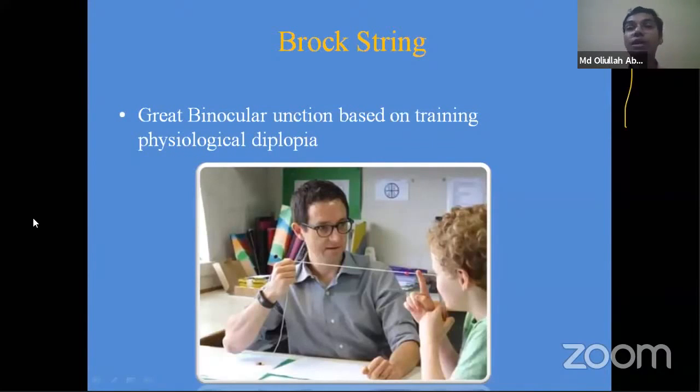So Brock string is one of the great tools for anti-suppression and fusion development. It works on physiological diplopia, so you are training the brain on perceiving the concept of physiological diplopia. It tries to remove the suppression in a strong way and also improves fusion. And you can train divergence for these patients. What are the other methods that are available to improve binocular function in amblyopia? When you are giving app-based therapy of monocular fixation in a binocular field, these are the therapies you need to incorporate to become a successful therapeutic program for any particular amblyopic patient.